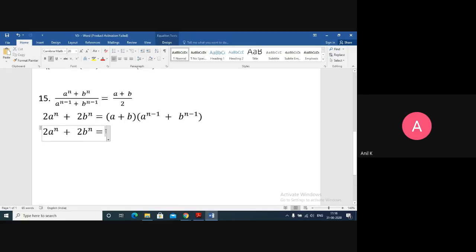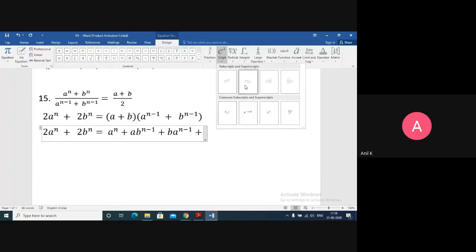If I open the bracket here, let's see what we get. First I'll multiply with a. a into a to the power of n minus 1 is nothing but a to the power of n only, plus a into b to the power of n minus 1. I multiplied with a, and then if I multiply with b, plus b into a to the power of n minus 1, then b into b to the power of n minus 1 is nothing but b to the power of n.